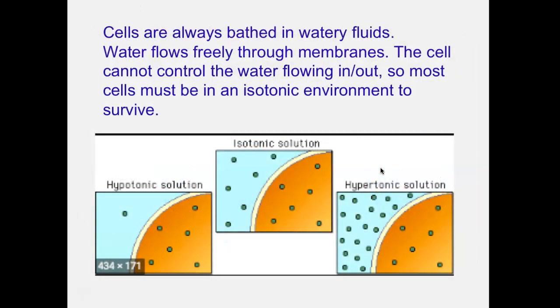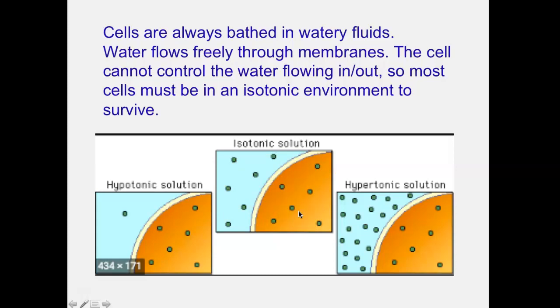So now let's bring it to the cell, okay? Cells are always bathed in some kind of watery environment. There's water inside the cell, there's water outside the cell. The tonicity has to be the same if you have an even flow of water in and out, right? So cells are always bathed in watery fluids. Water flows freely through the membranes. The cell cannot control the water flowing in and out. So most cells must be in an isotonic environment to survive. If you have this isotonic solution, there's no higher concentration of water anywhere. So water just flows in and out, and it keeps the same amount of pressure inside of that cell.